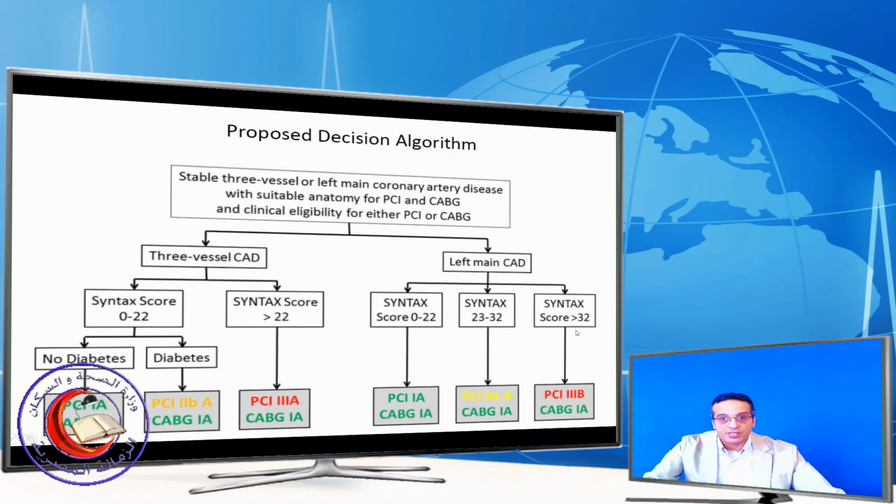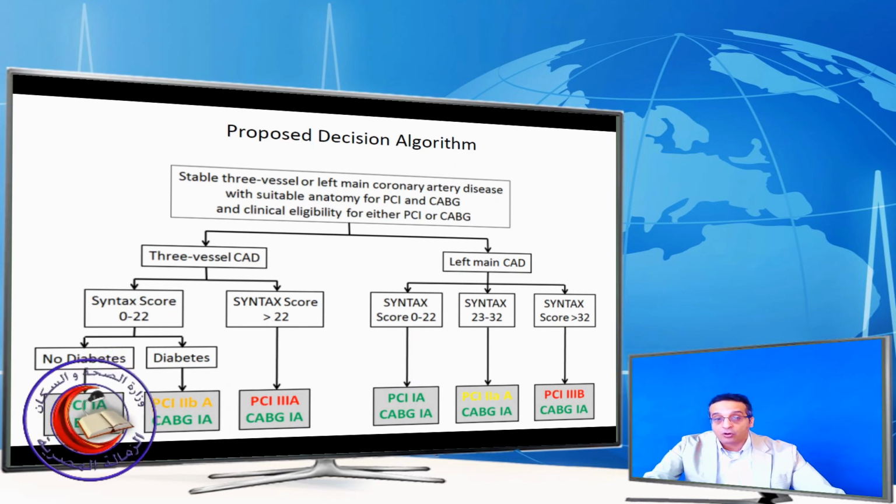How about 3-vessel disease? We look at the SYNTAX score. If it's very low, 0 to 22, we look at the diabetes. If there is diabetes, CABG is always better, but PCI can be done. If it's not diabetic, then both are equal actually for target lesion revascularization, myocardial infarction, and target vessel failure. But if the SYNTAX score is above 22 in 3-vessel disease, even if not above 32, regardless of diabetic or non-diabetic, here CABG is better than PCI. So here is our patient. Actually, he's non-diabetic. His SYNTAX score was 10, and he has the possibility to do PCI or CABG.